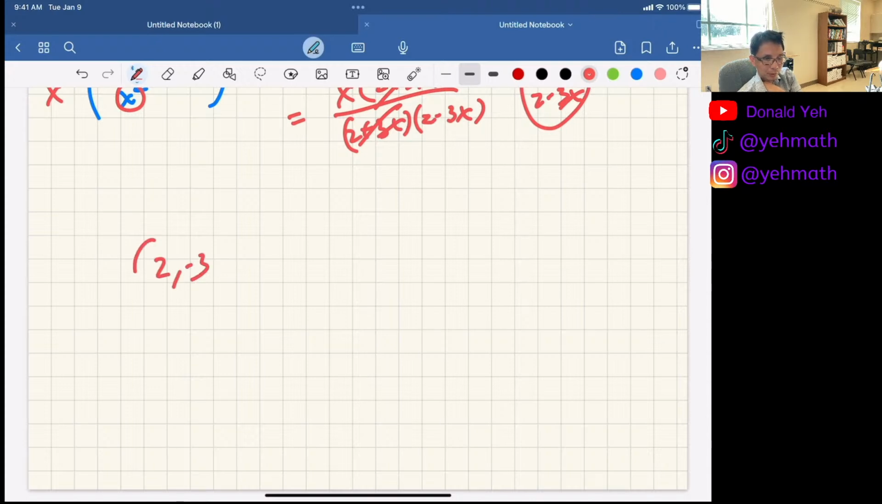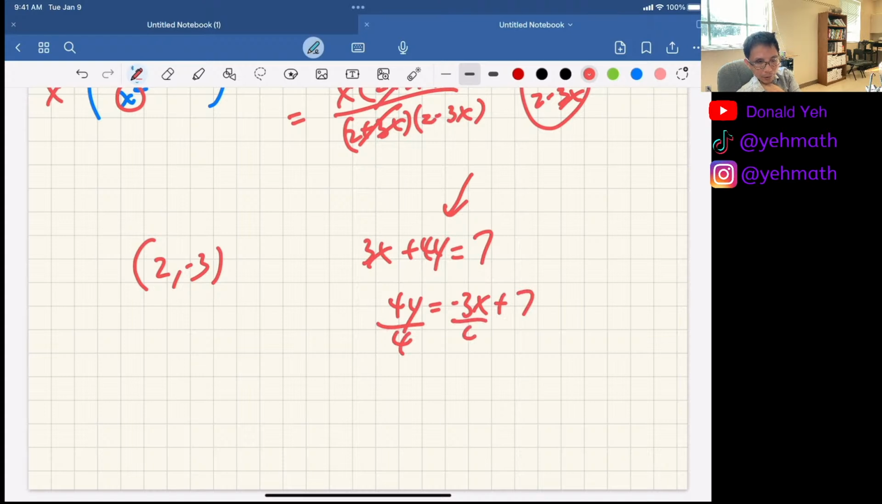The point is (2, negative 3). You must have a line that goes through (2, negative 3), and it's parallel to 3x plus 4y equals 7. So when parallel, you have to get information from this line. The only information I'm going to get is the slope. On the SAT, whenever they show you standard form, always convert to y equals mx plus b. That's just one thing you can do. So subtract 3x, add 7, and divide by 4 on both sides. That's y equals negative 3 over 4 x plus 7 over 4.